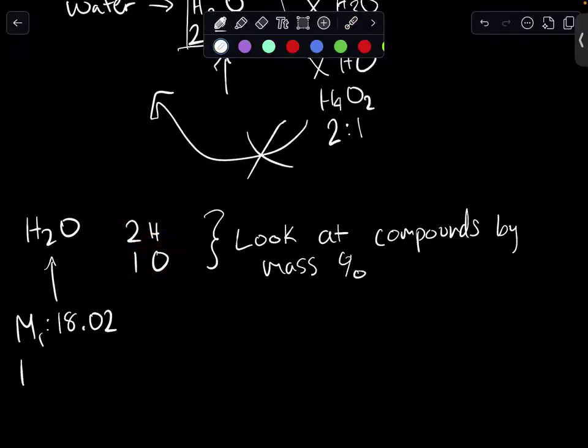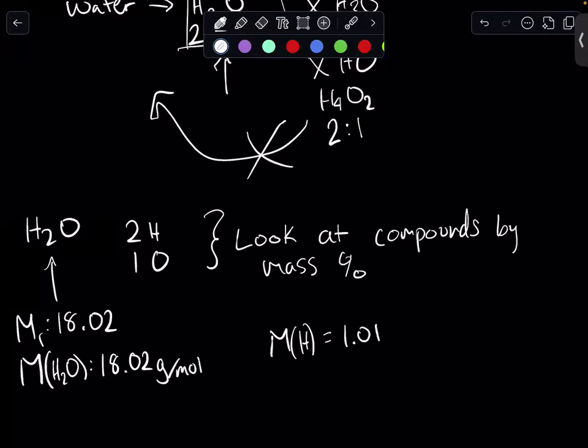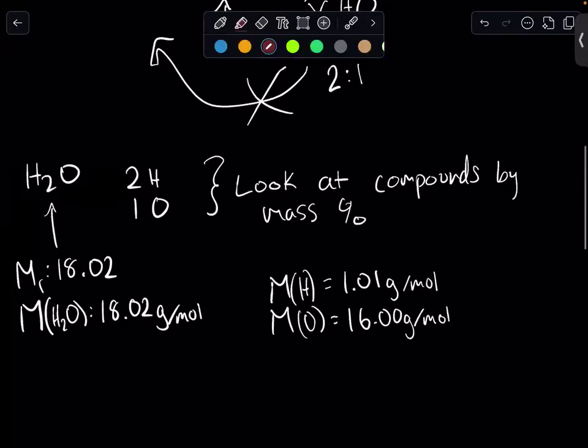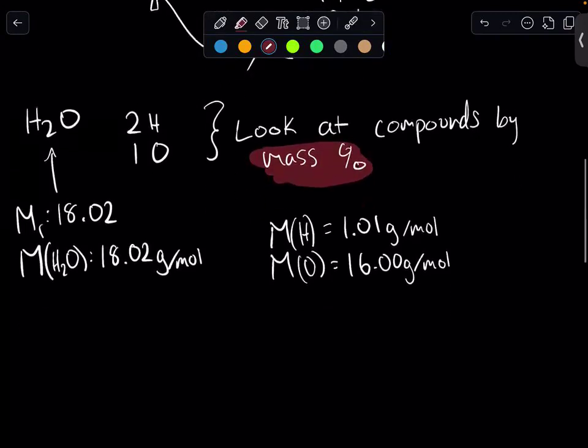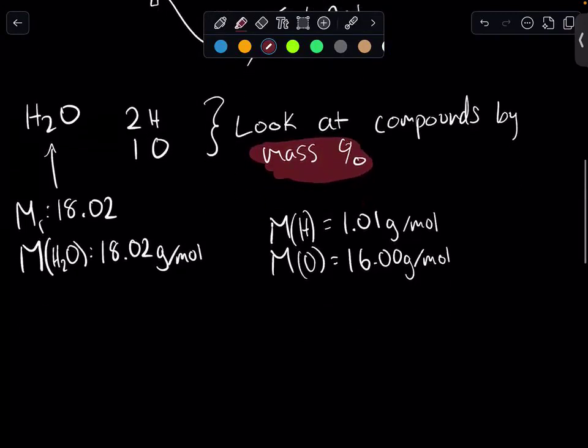Furthermore, its molar mass, which we'll denote as big M of H2O, if you were here last lesson, is 18.02 grams per mole. We can also do the molar mass of hydrogen, which is 1.01 grams per mole, and the molar mass of oxygen, which is 16.00 grams per mole. I mentioned previously that we're going to look at mass percent. So we're going to find the percent of hydrogen by mass in water and the percent of oxygen by mass in water.